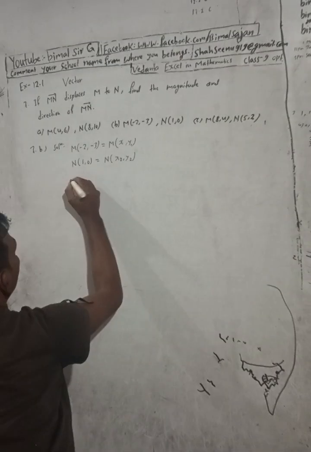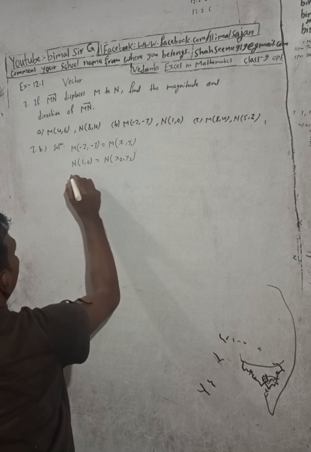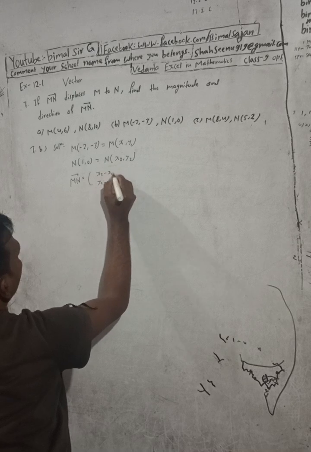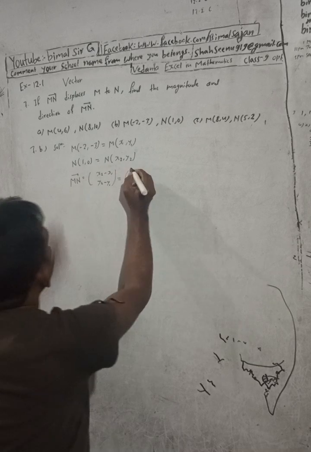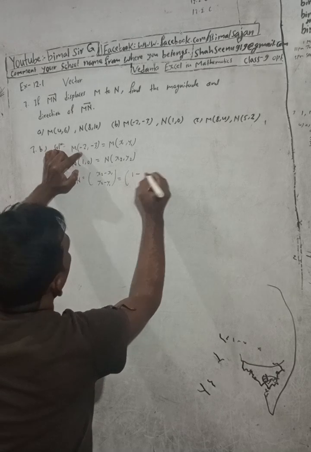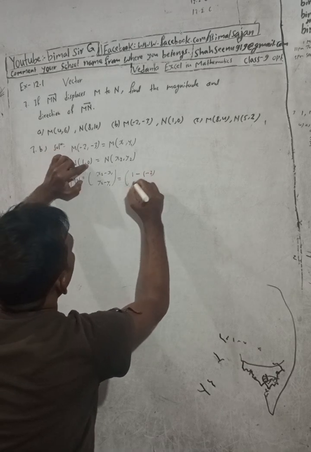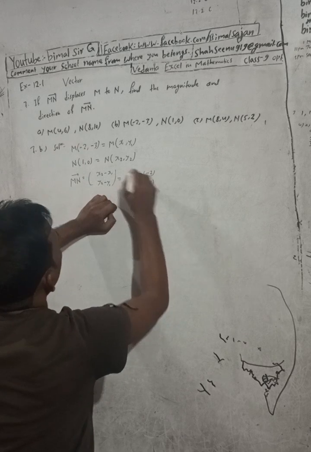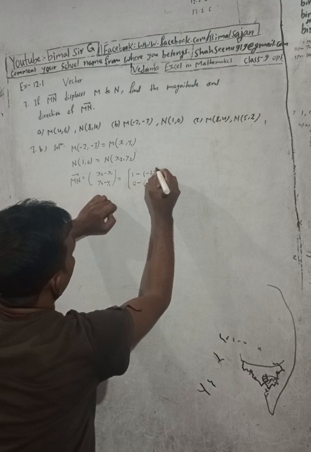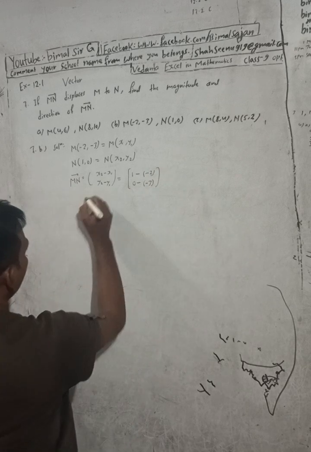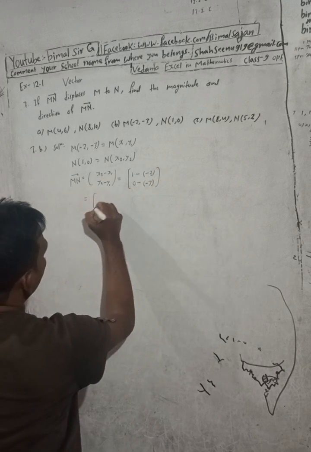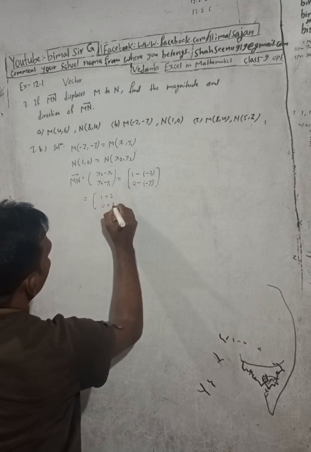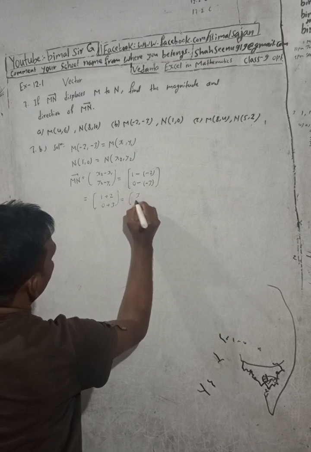For the magnitude, first of all, you have to find vector MN. Vector MN is given by (x2 minus x1, y2 minus y1). So this is x2, 1, minus of minus 2, and this is 0 minus of minus 3. So this is equal to 1 plus 2, 0 plus 3. So this is equal to (3, 3).